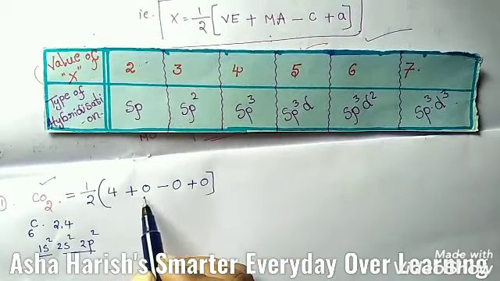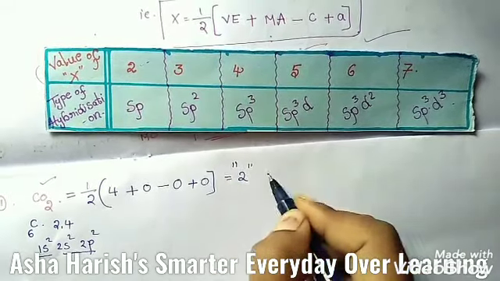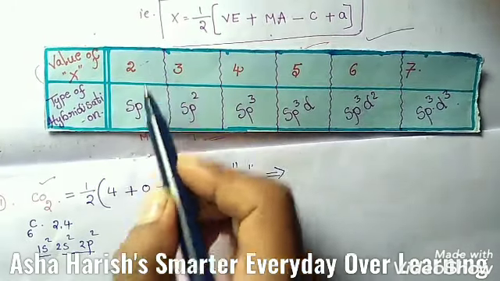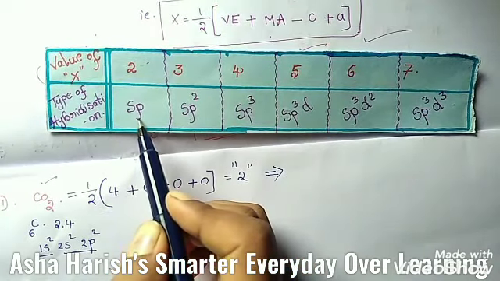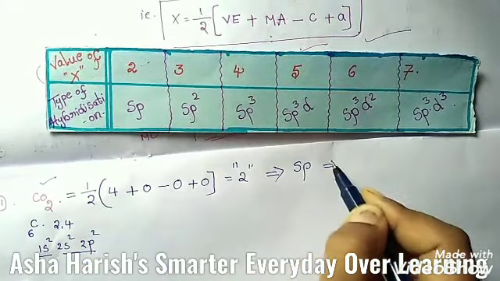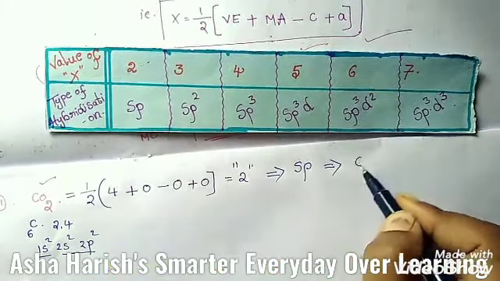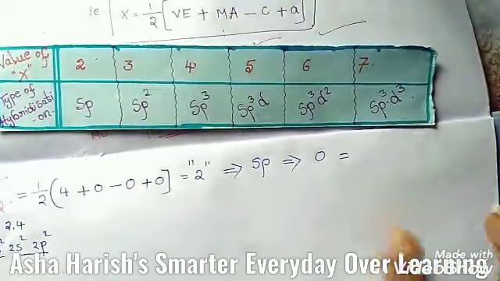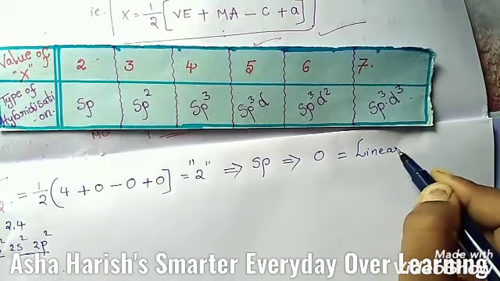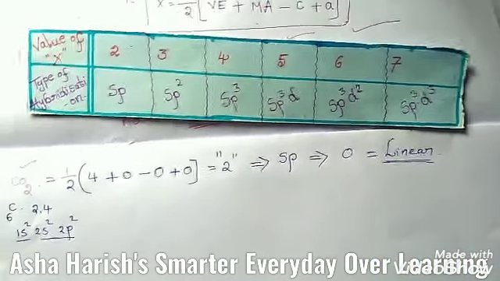Okay students, half into 4, nothing but 2. 2 means here, students, you can see the value of X is 2. Then the final hybrid orbitals should be 2 hybrid orbitals. The type of hybridization is sp hybridization. Then the hybrid orbitals containing lone pairs are 0. Then students, if it is sp hybridization, the structure should be linear. Then CO2 has a linear structure. We can represent it like that.